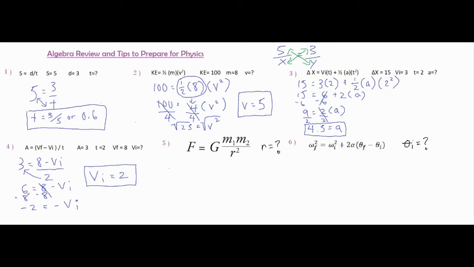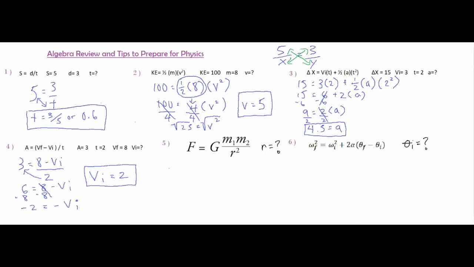Okay, so I'm going to subtract 8 from both sides, which leaves me with negative 2 on the left side, and I still have this minus sign here, so that's something you don't want to forget about. So that basically makes this a negative vi, and then since we have a negative on both sides, the negatives are going to drop out, and your vi equals 2.